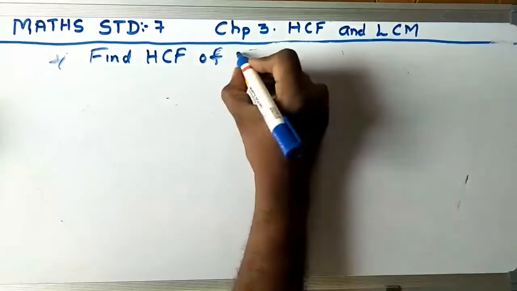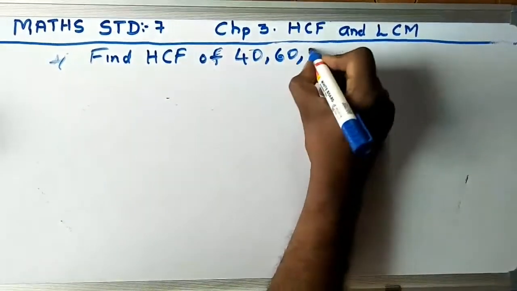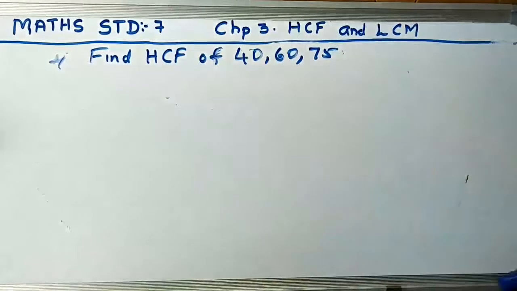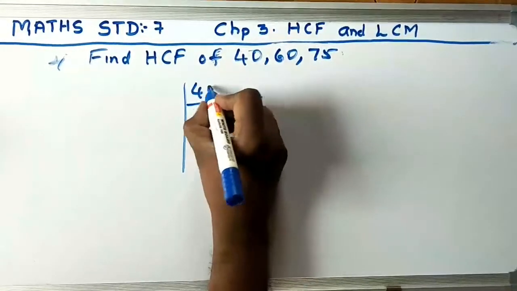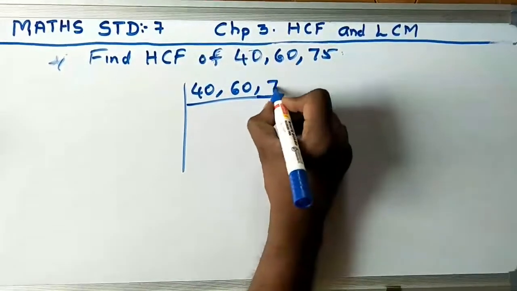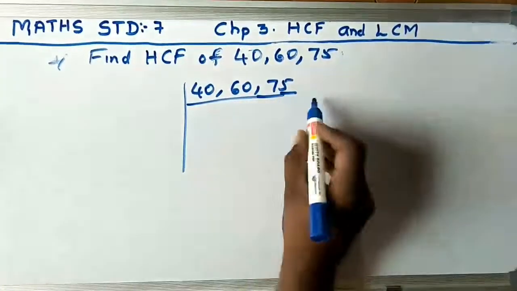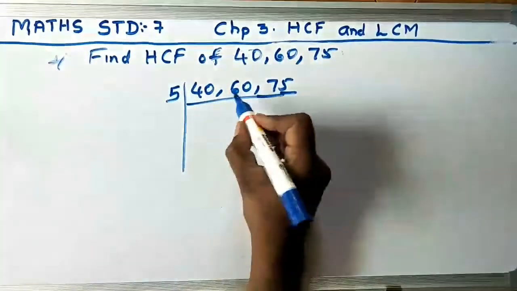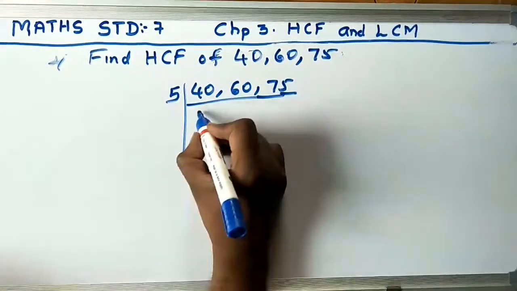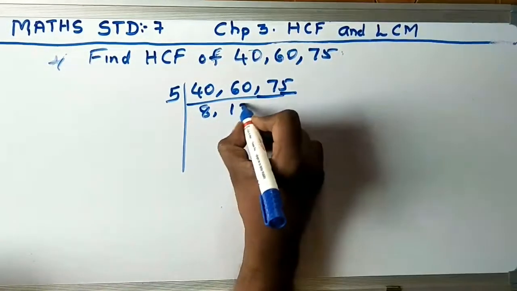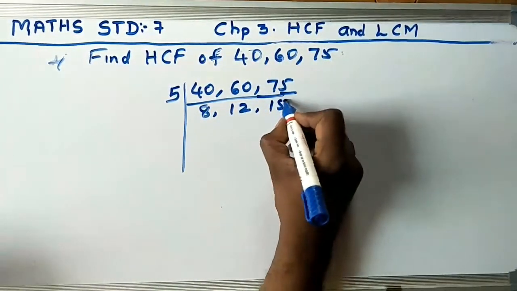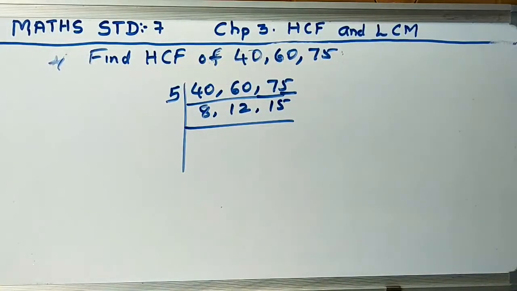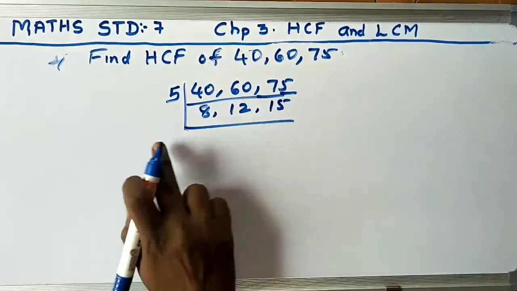Let me take 40, 60 and 75. Commonly these are divisible by the 5 table. 8 5s are 40, 12 5s are 60, and 5 5s are 25. So we get 8, 12 and 15. Now these 8, 12 and 15, commonly they are not divisible by any number.